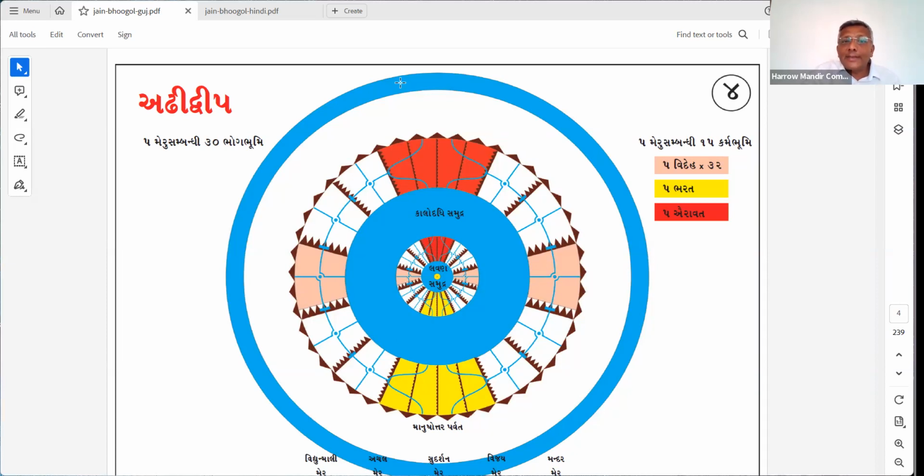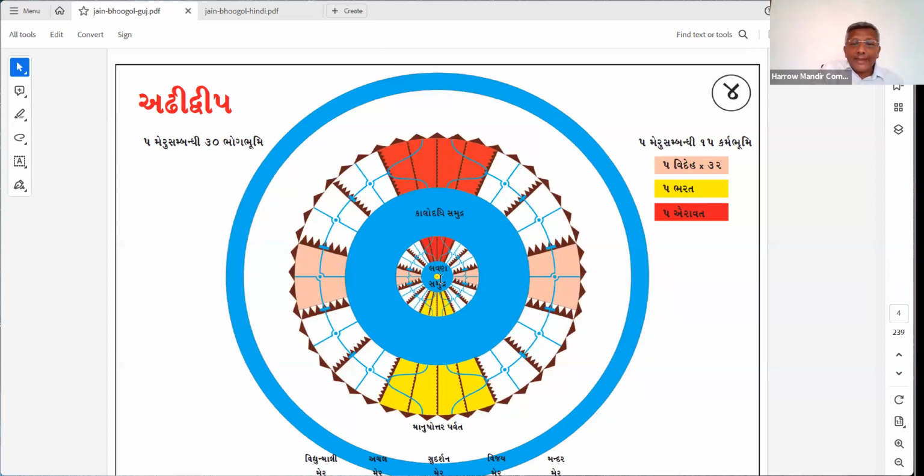Then after that, there is another island, then another ocean, then another island, then another ocean. How many islands and how many oceans are there, Javish? How many are there? Asankhyat. Asankhyat, very good. Asankhyat Samudra and Asankhyat Dweep. So the last island, the last ocean.